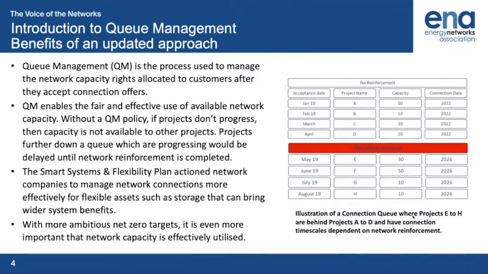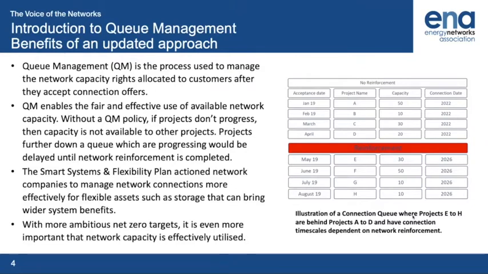So just covering off the bullets on the left. Queue management is the process used to manage network capacity after it's been allocated to customers when they accept their connection offer. So all of queue management happens between acceptance and, if I say energization, it would actually be project completion, right? And the idea is that QM, if I can refer to it that way, enables that fair and effective use of the available capacity, because without a QM policy, if a project didn't progress, say it was project C, that capacity isn't available to other customers who are ready to proceed.